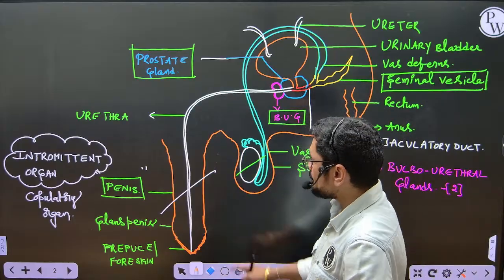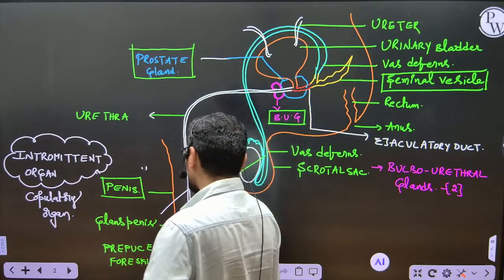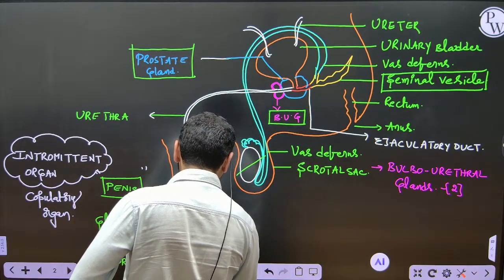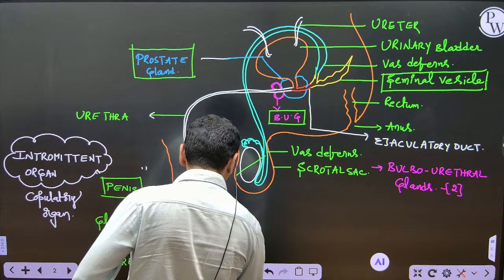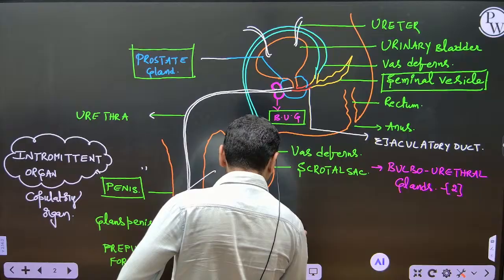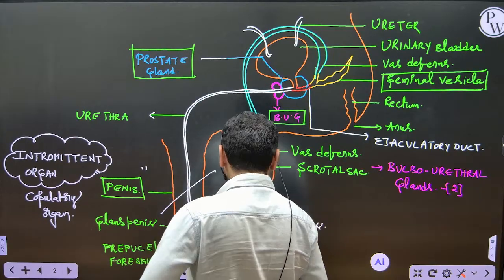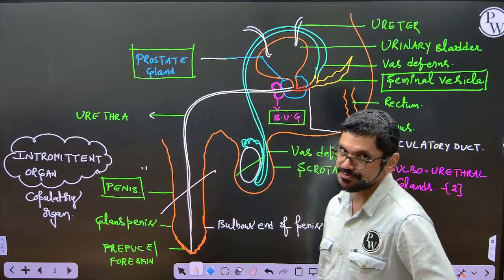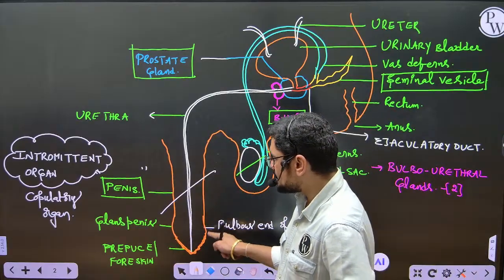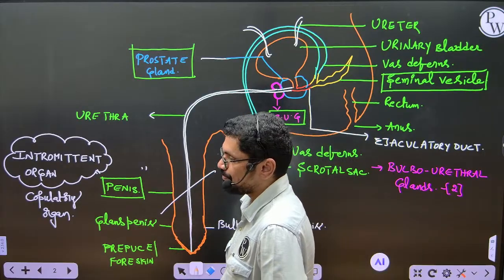As I told, the end of the penis is a bulb-like structure, the bulbous end, B-U-L-B-O-U-S. The bulbous end of the penis is called the glans penis. And the penis is covered by an extra fold of skin called the prepuce or foreskin.